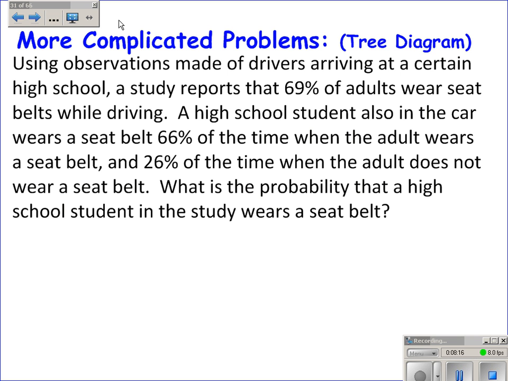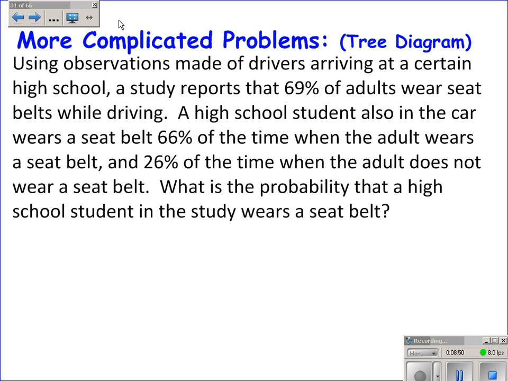Using observations made of drivers arriving at a certain high school. A study reports that 69% of adults wear seatbelts while driving. A high school student also in the car wears a seatbelt 66% of the time when the adult wears a seatbelt, and 26% of the time when the adult does not wear a seatbelt. What is the probability that a high school student in the school wears a seatbelt?